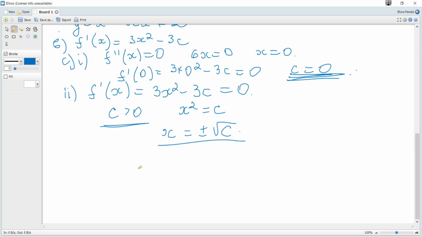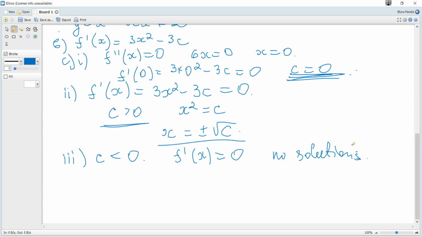And the next, (iii) no points where the gradient is equal to 0. Hence when c is less than 0, the derivative equal to 0 has no solution, so no stationary points, and hence no points with 0 gradient, 1 mark.